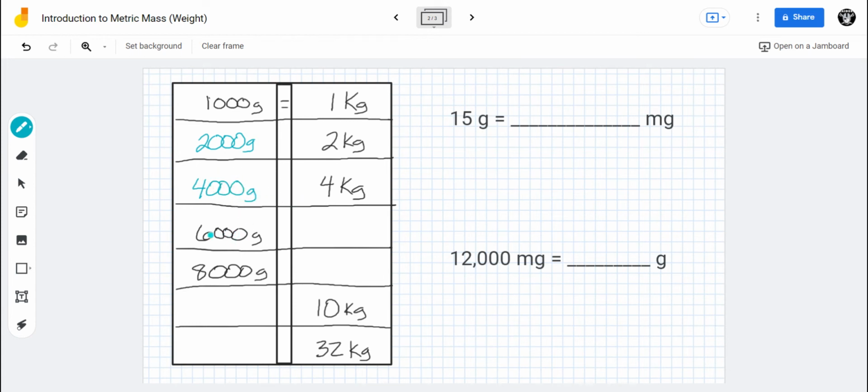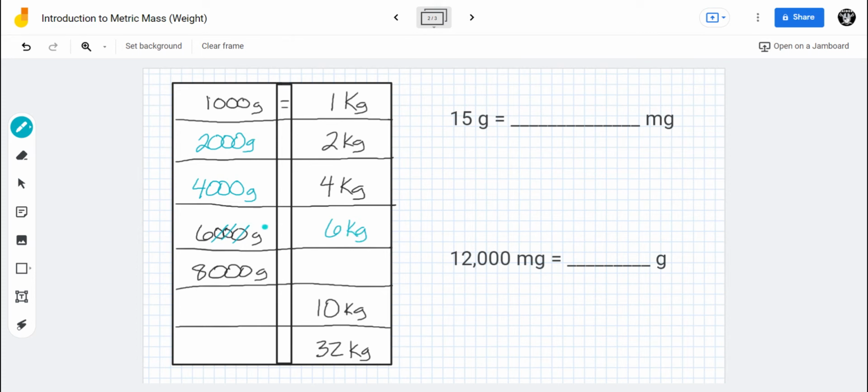Down here, what happens if we start with 6,000 grams and I want to know how many kilograms that is? Well, now I have to do the opposite. I'm going to divide by 1,000. When you divide by 1,000, there are 3 zeros in 1,000, so you can basically take off 3 zeros just like that, and you will end up with 6 kilograms. So if you take 6,000 grams and divide it by 1,000, you'll find that 6,000 grams equals 6 kilograms.